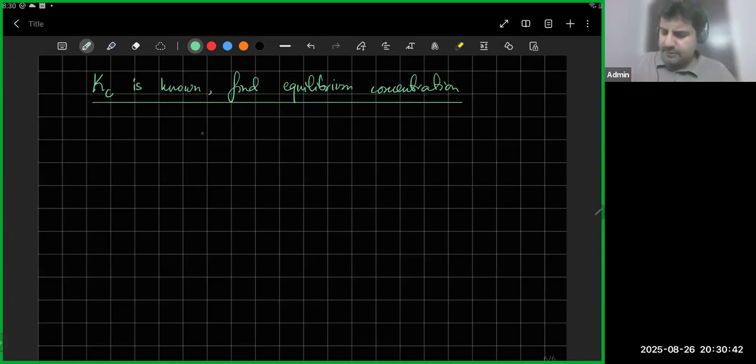So what is that? For example, you're given the initial moles. I'm not going to write the question. Let's just use the same equation. So you're given this, and your initial moles are 0.1. This is, let's say, 0.2, and this is 0.15 moles.